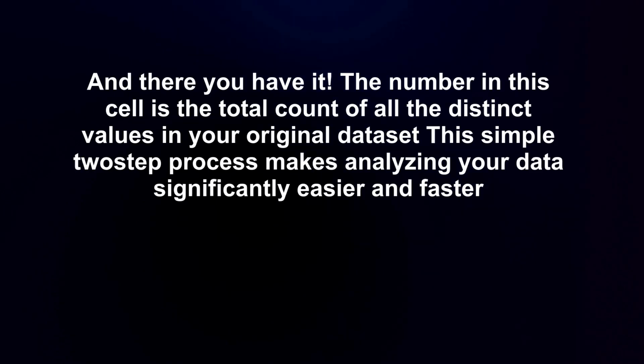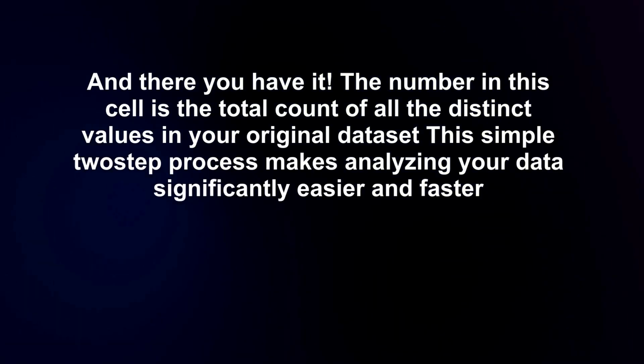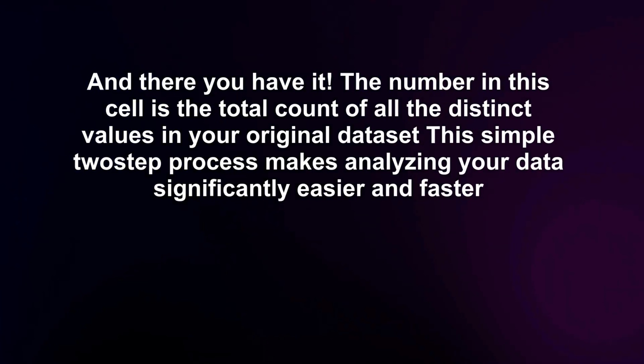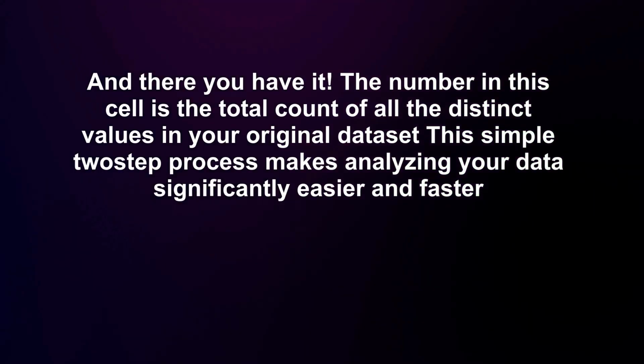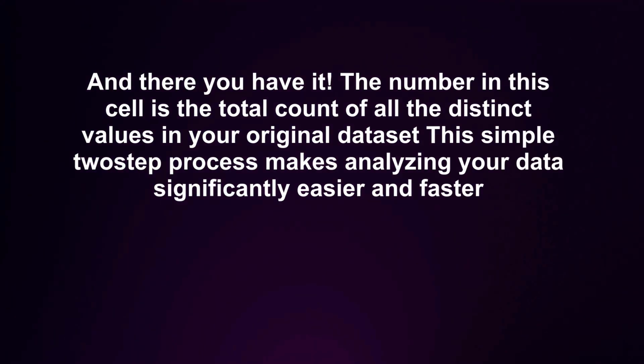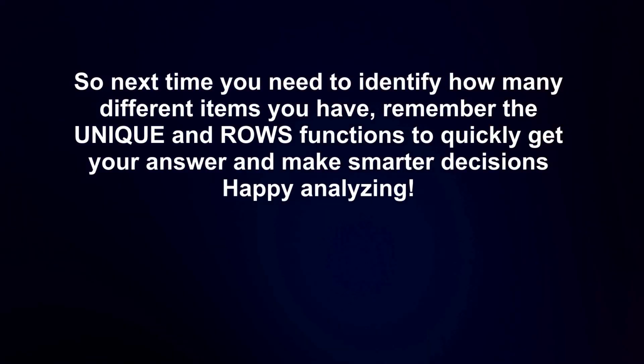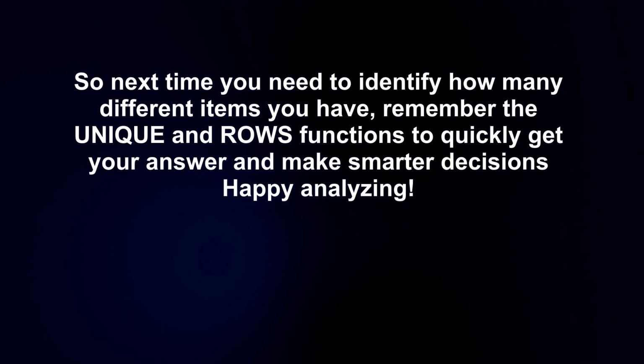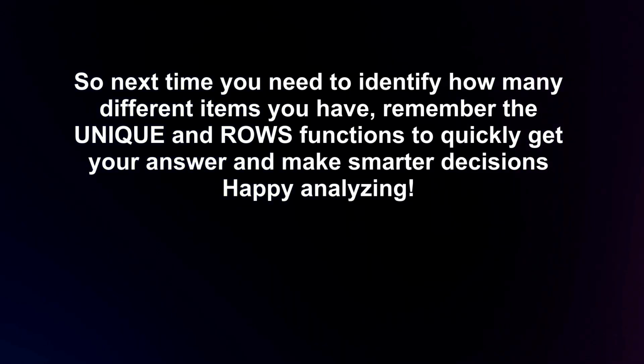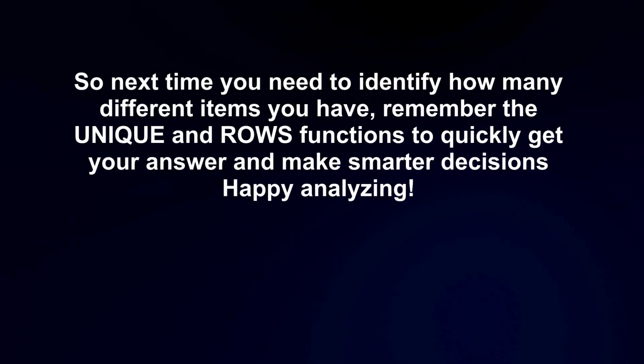And there you have it. The number in the cell is the total count of all the distinct values in your original dataset. This simple two-step process makes analyzing your data significantly easier and faster. So next time you need to identify how many different items you have, remember the unique and rows functions to quickly get your answer and make smarter decisions.